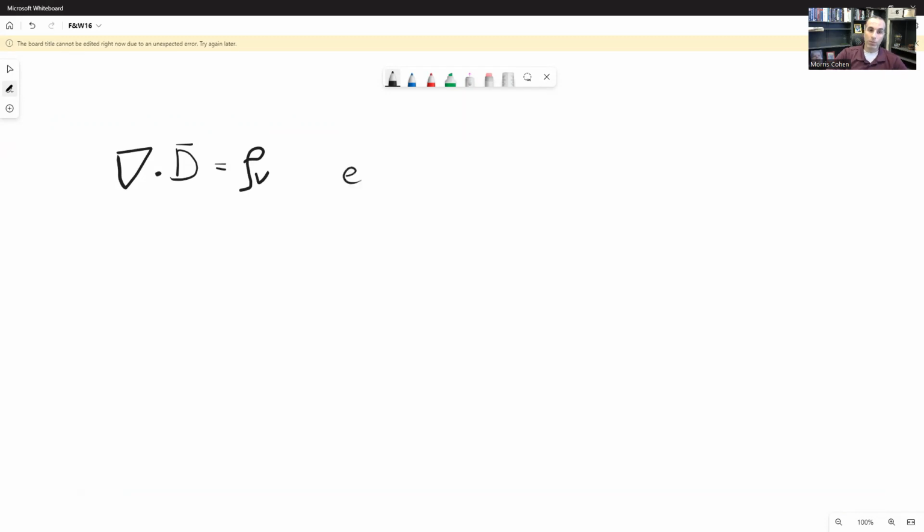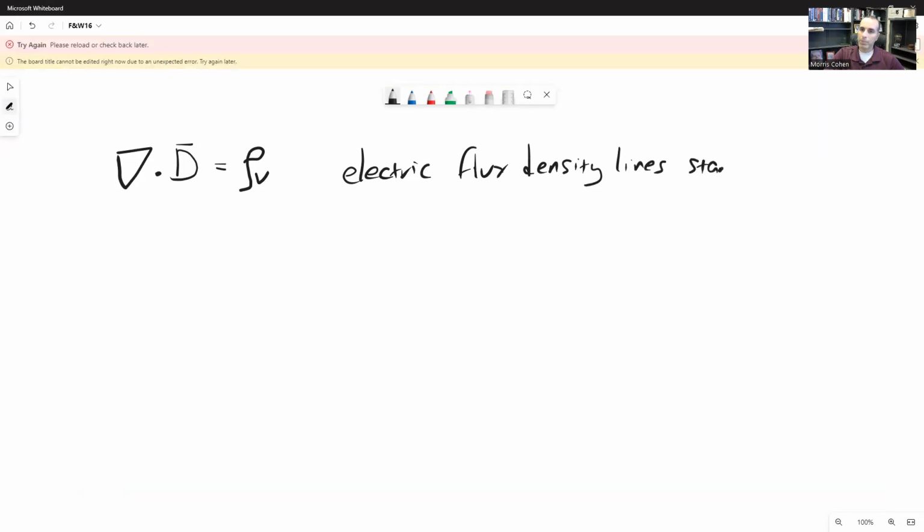Another way to state this in words is that electric field lines, sorry, not electric field, that is electric flux density lines, start and stop, respectively, at positive and negative charge, electric charge, of course.